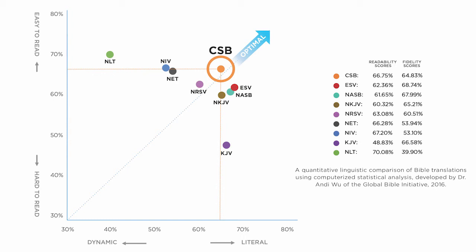It confirmed to us a little bit that what the translation committee tried to do, which is find that optimal balance between the two, was actually shown in our work. Yeah, it was really encouraging and deeply affirming to our team, the original translation team and the translation oversight committee, to see this chart, because the Global Bible Initiative is outside of Lifeway.